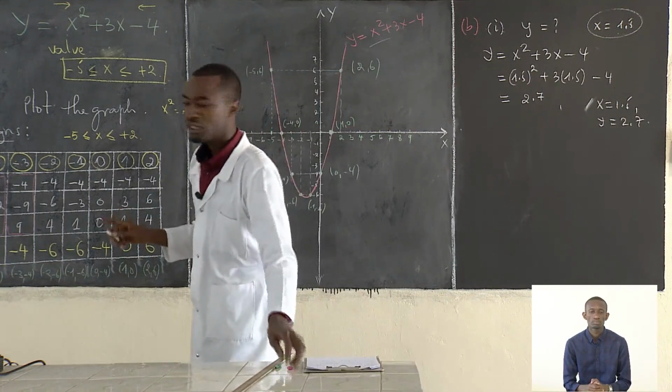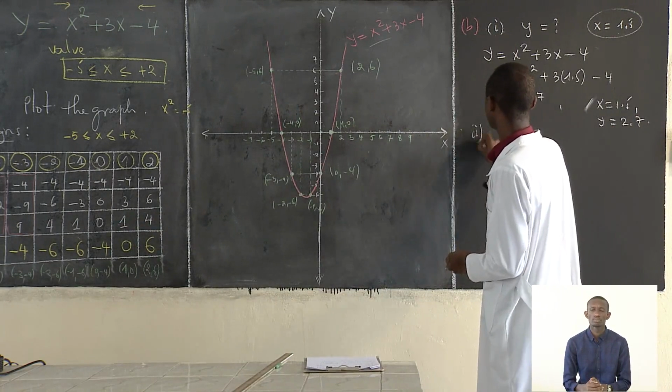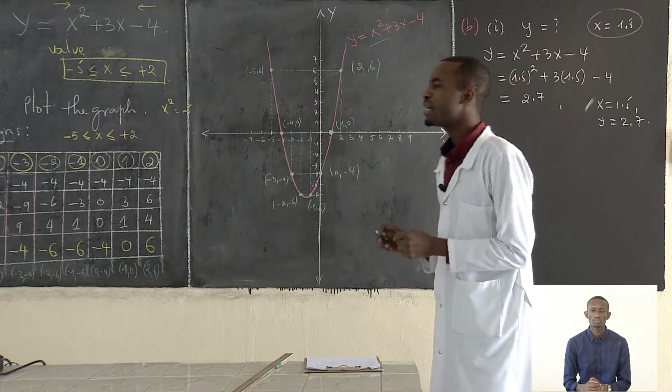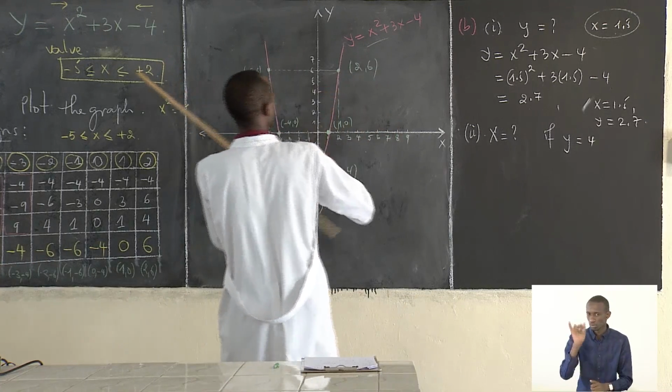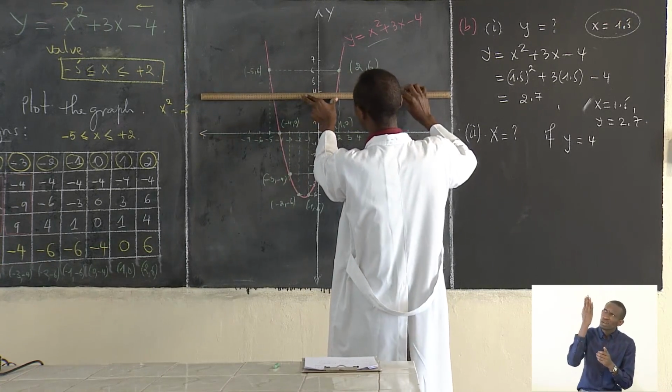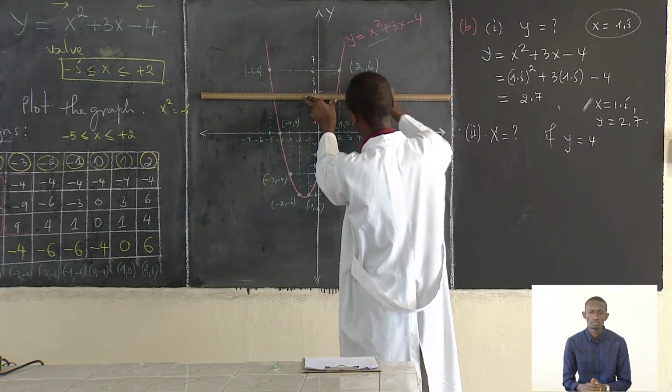And Roman 2, we are done with Roman 1. Roman 2 was to find the value of x if y equals 4. What you do, you just read from your graph. What is y equals 4? Y equals 4 is here. This is y equals 4. You just read from the graph.